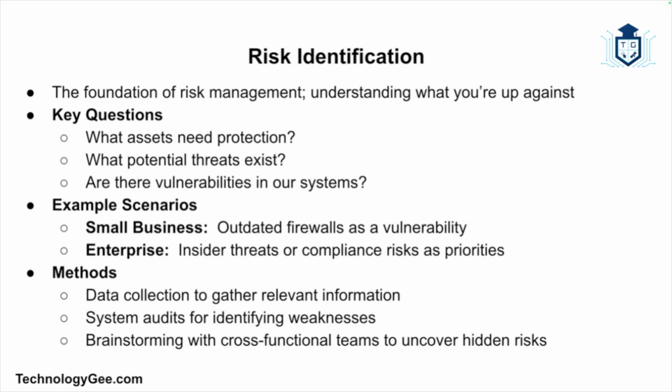All right, so the first step in risk management is identifying risk. Now, think of this as mapping out the battlefield before you strategize. So here we're asking questions like, what assets are we protecting? What potential threats exist? And are there vulnerabilities in our systems? For example, a small business might identify outdated firewalls as a vulnerability, while an enterprise might focus on insider threats or compliance risk. This phase relies heavily on data collection, system audits, and brainstorming with cross-functional teams.